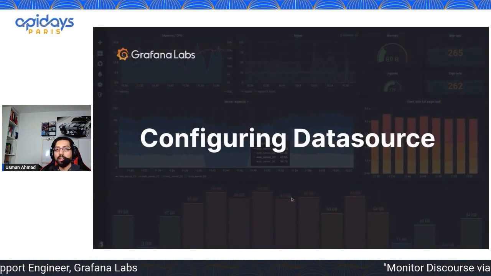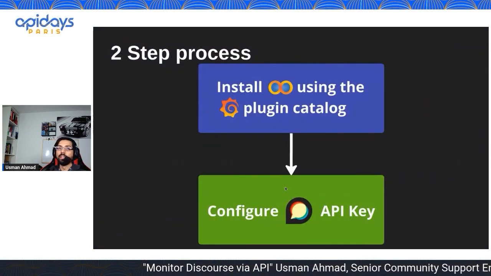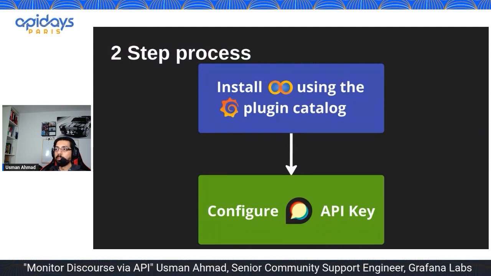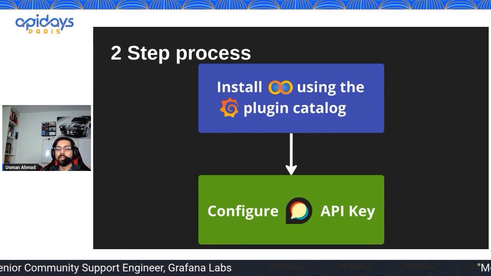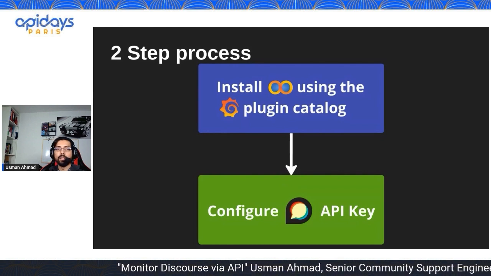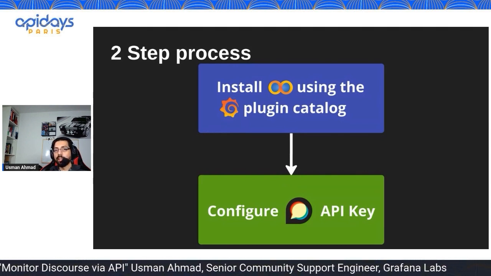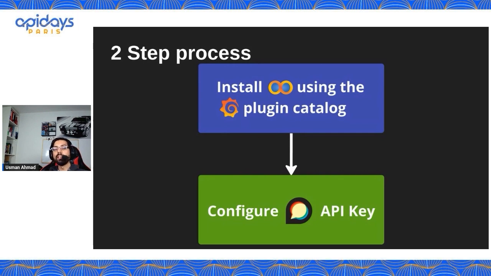So now we need to configure the data source, right? And there are two steps to configure the data source. The first step is to install the Infinity plugin. The Infinity plugin is relatively very easy to install. In Grafana you search for Infinity plugin in the plugin catalog. It is already available there by default. You just need to click and install it. And once you install it, you need to configure the Discourse API key. This is where you define from where the Infinity plugin collects the data, right? So this is the API key you need to define inside the plugin configuration.